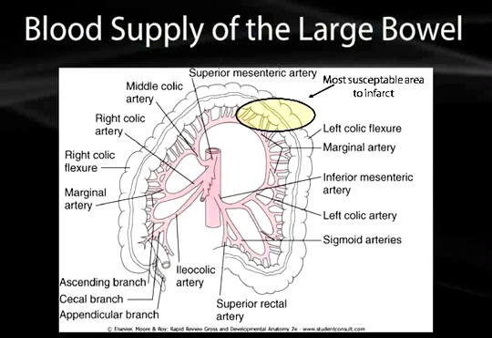And there'll be some sigmoidal branches, usually 3 to 5 of those, and then a superior rectal branch that will come off of the inferior mesenteric to supply the upper rectal portion of the bowel. The most susceptible area to anastomotic infarct is, of course, going to be this area where the middle colic should connect with the inferior mesenteric's left colic. And this is where you'll get ischemic problems in the bowel and oftentimes infarct.